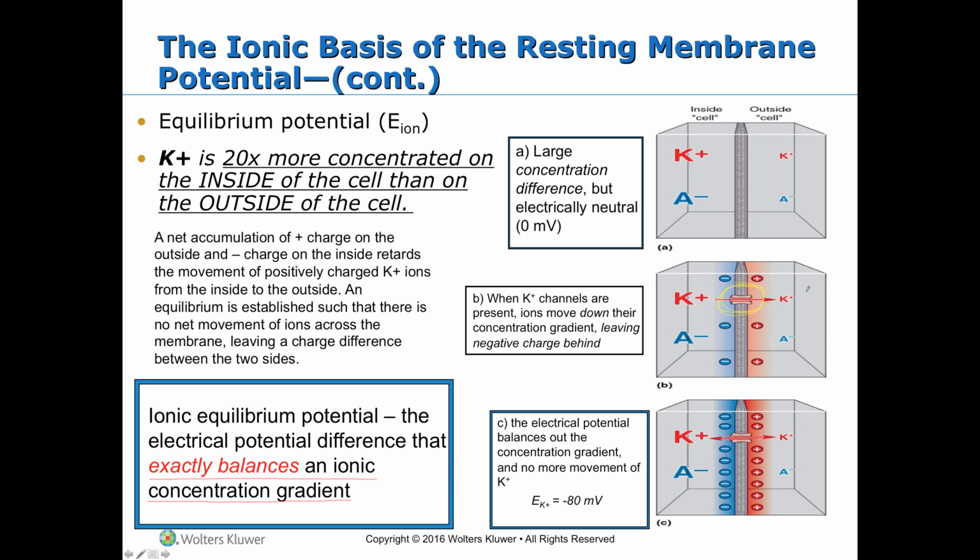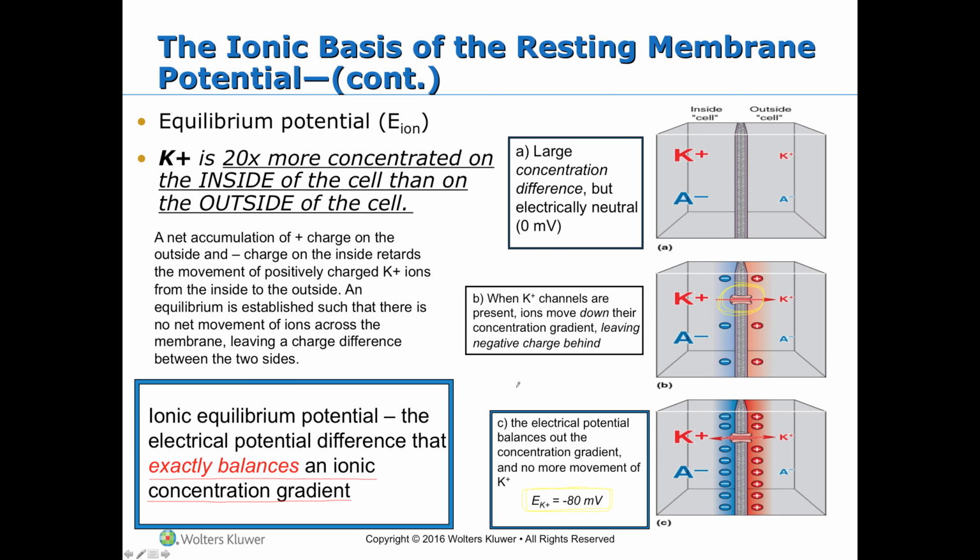Now, as more and more potassium flows through, you have more and more negative building up on the left side, more and more positive building on the right side. The electrical potential will eventually balance out the concentration gradient and no more movement of potassium will occur. Now, in this case, you're only allowing for potassium to flow through. The equilibrium potential for potassium is negative 80 millivolts. At negative 80 millivolts, there's going to be no more movement of potassium across the membrane, as the charge is going to be equal. So the electrical potential is going to balance out the concentration gradient.